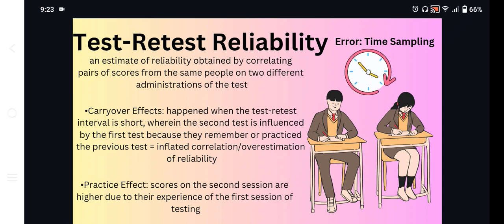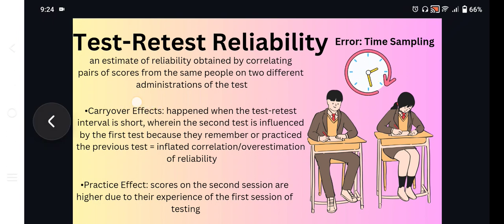This error is time sampling, established by comparing the test scores obtained from two successive measurements of the same individual and calculating a correlation between the two sets of scores. The longer the time passes, the greater the likelihood that the reliability coefficient would be significant.